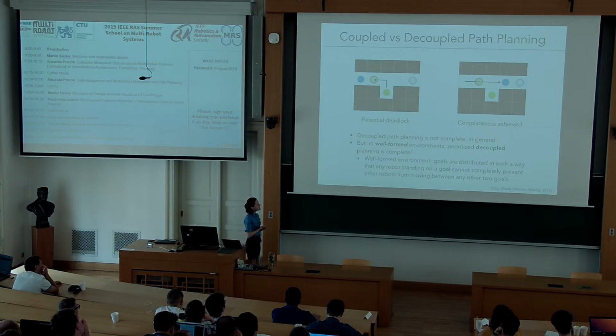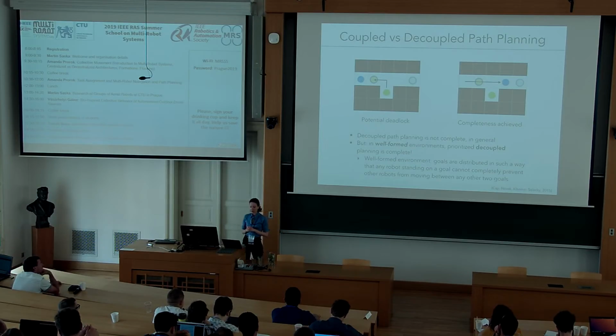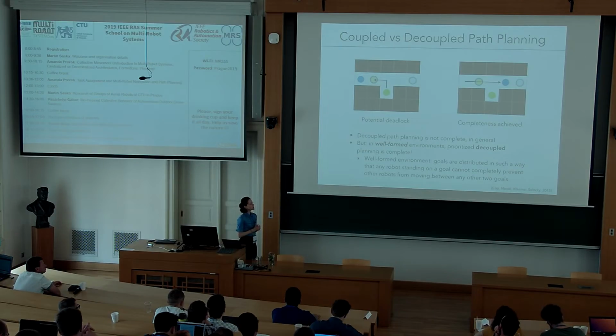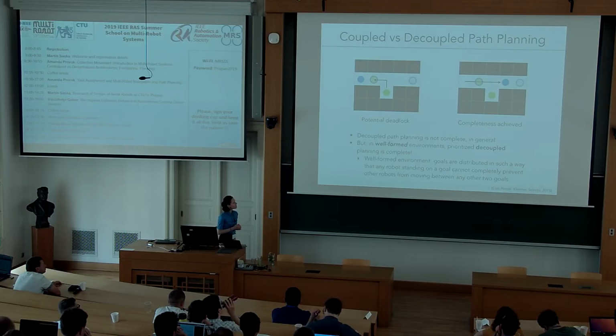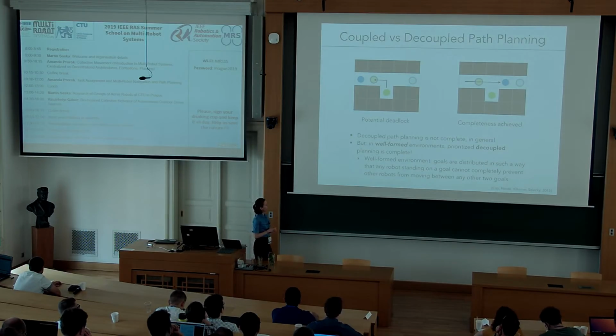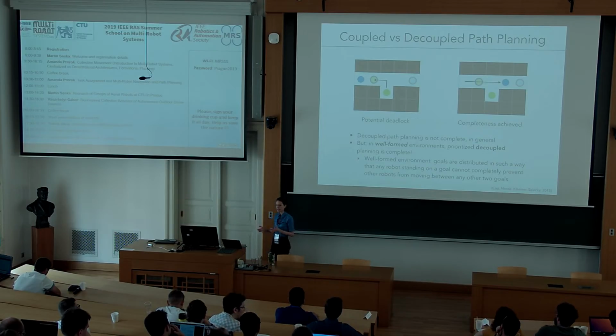So even though we can find approximation algorithms to the coupled path planning problem, those as well have relatively high computational requirements. And wouldn't it be really great if we could actually find a way of implementing decoupled path planning so that it still leads to the desired performance? And one really interesting result was that we can actually achieve completeness in certain environments if we make certain assumptions on how the environment is actually built and how we place the robots and their goals inside these environments.